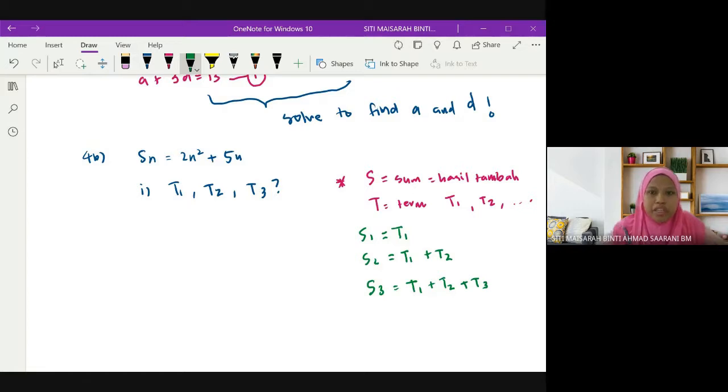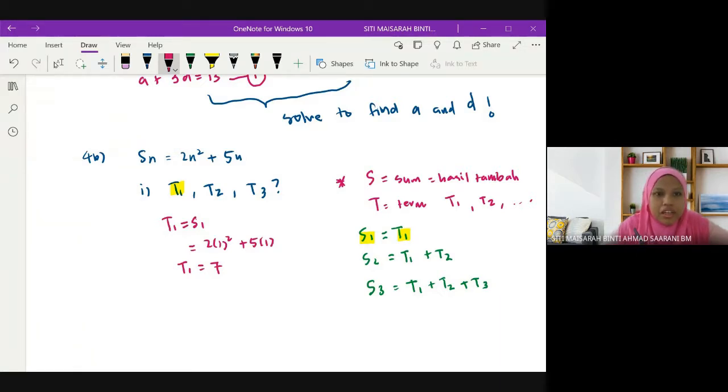So we can use this. If we find S1, automatically we get T1, so the problem for T1 is solved. T1 is actually equal to S1. S1 is 2 multiplied by 1 square plus 5 multiplied by 1. Therefore we get T1 equal to 7. We have our first term, which is 7.